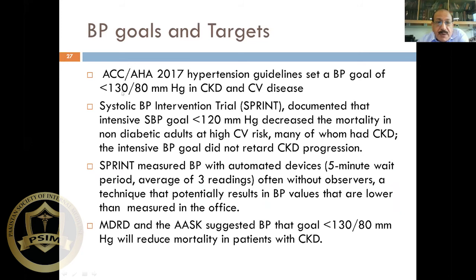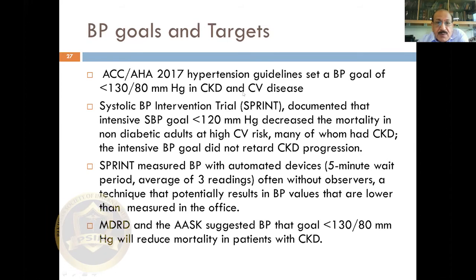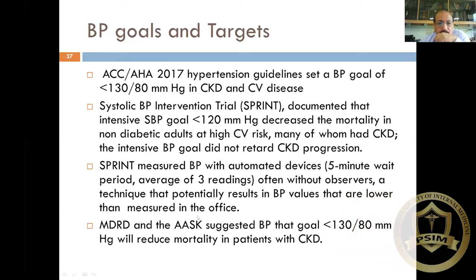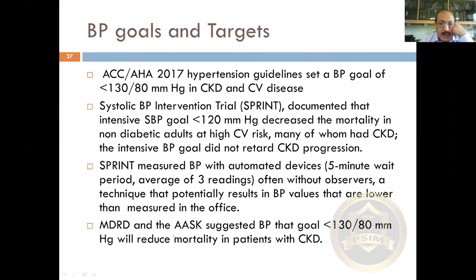The goal in CKD is keeping the blood pressure less than 130/80, particularly in diabetic patients who are proteinuric. And the SPRINT trial documented that less than 120 decreased the mortality in non-diabetics at high cardiovascular risk. The MDRD and the ASK trial also suggested that blood pressure less than 130/80 will reduce mortality in patients with CKD.